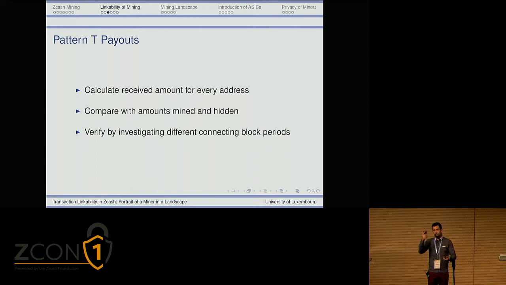Then, all of these coins that were received by public addresses, we compare them to the coins that were hidden by every single mining pool, and we look for direct matches, or almost direct matches, of values. Most of the time, we will actually have a unique link between a public T address and the miner. If we have multiple links, then we can investigate other block periods as well and try to find which one of the multiple links is the actual correct linkage.